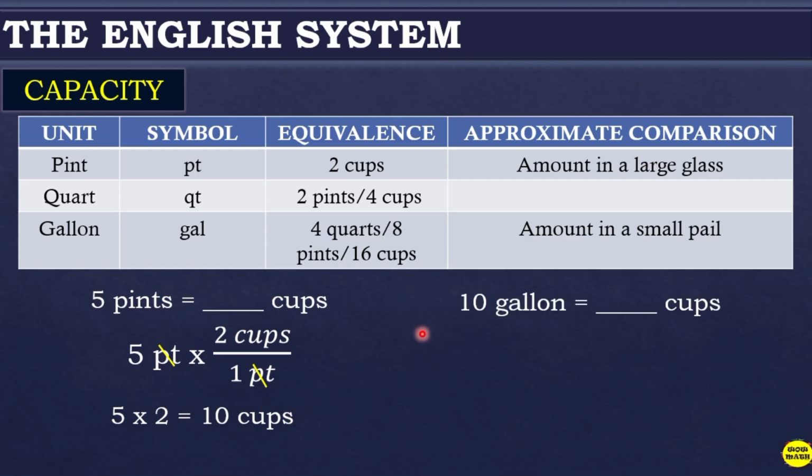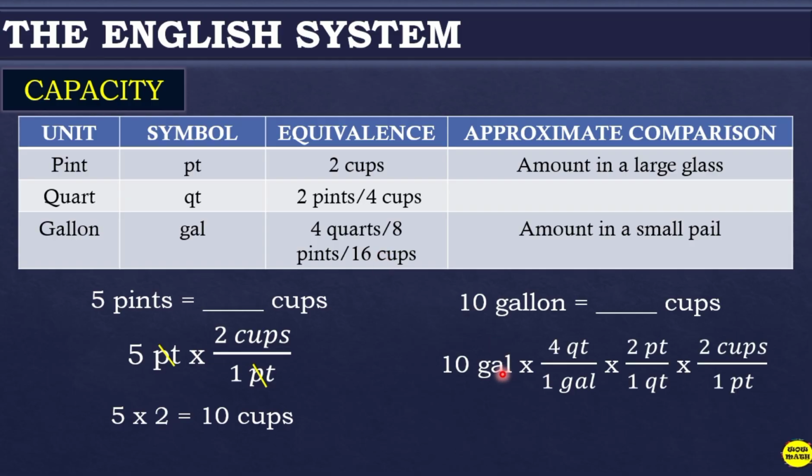Next, I have 10 gallons. Okay, so how many cups? So, gallon and cups naman. Okay, so meron tayo ditong cups. So, ibig sabihin, itong gallon mo, kailangan pareho siya doon. Now, for 1 gallon, that is equivalent to 4 quarts. Okay? So, for 1 gallon, that is equivalent to 4 quarts. So, yun ang ilalagay mo sa taas.